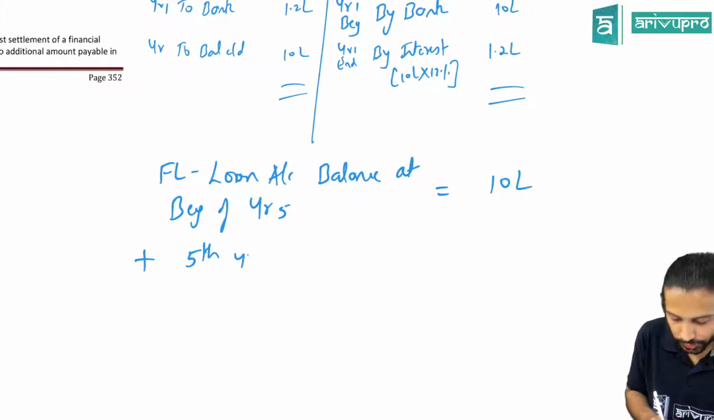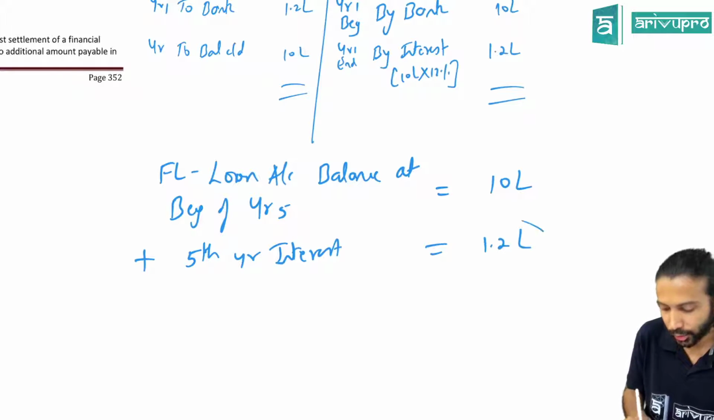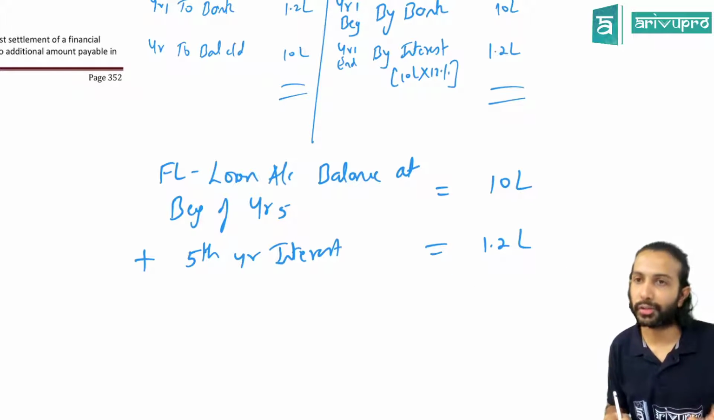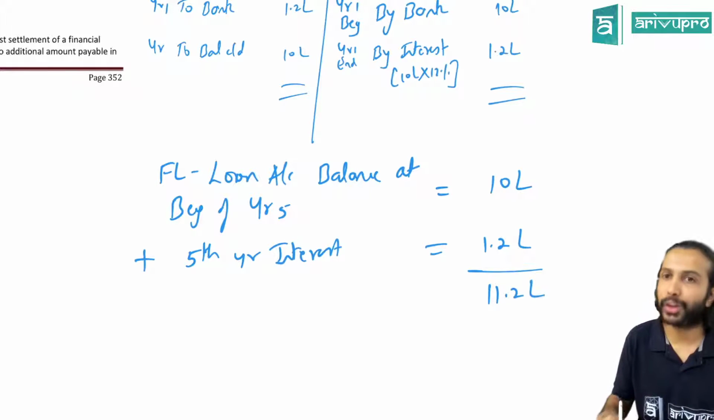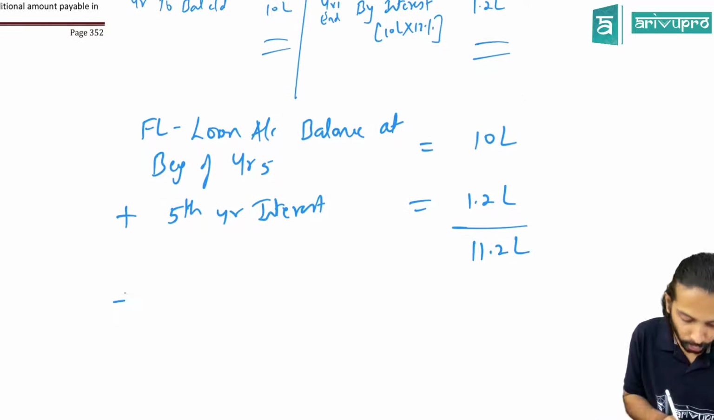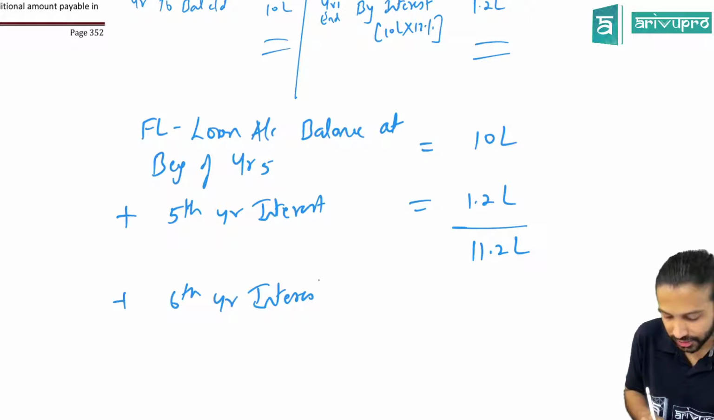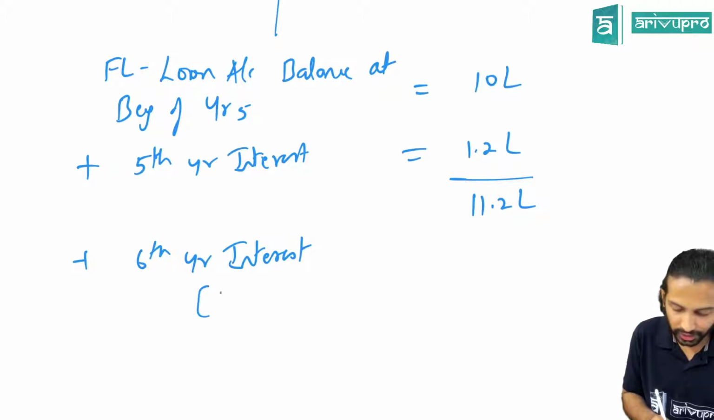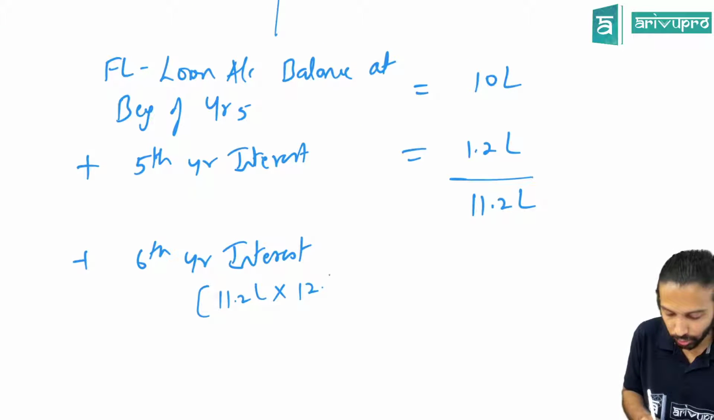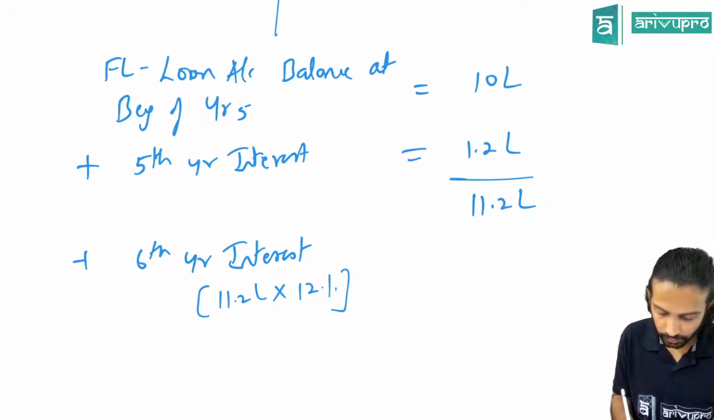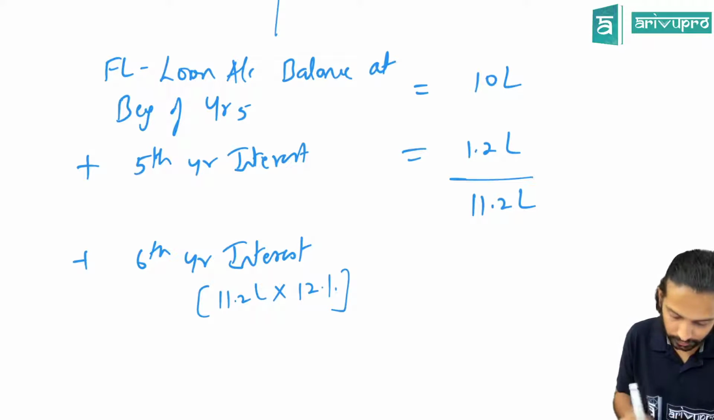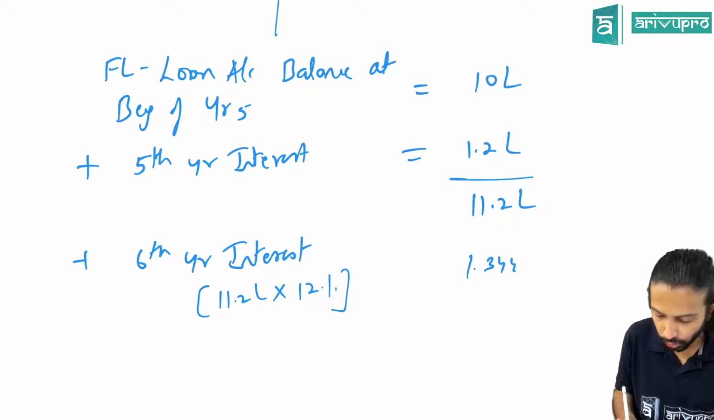5th year interest will be again 1.2 lakhs. Correct? Did you repay this 1.2 lakh or did you default? You defaulted. Now the loan balance will become 11.2 lakhs. Yes or no? Now do you think 6th year interest will be on 10 lakh or it will be on 11.2 lakhs? Since you defaulted, 6th year interest will be 11.2 lakh into 12%. Correct or no? How much will be that? It will be 1.344 lakh. Yes or no?